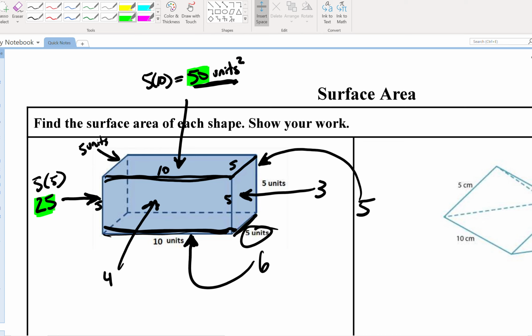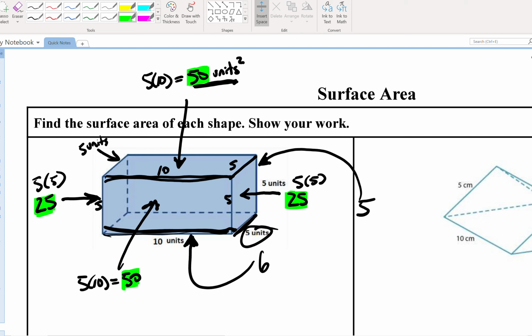Number 3 is the same. So this number 3, that's also 5 by 5, and so it would also be 25 square units. Number 4, over here in the front, it's 5 times 10, and that would also be 50 square units.